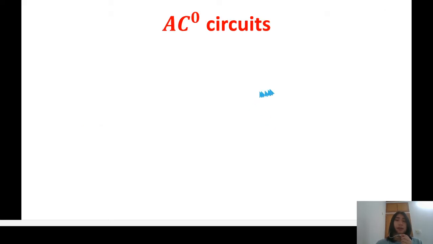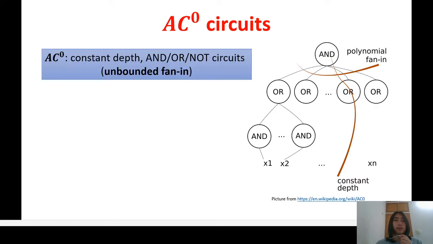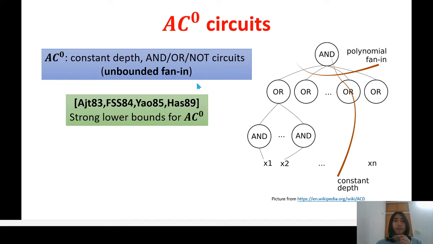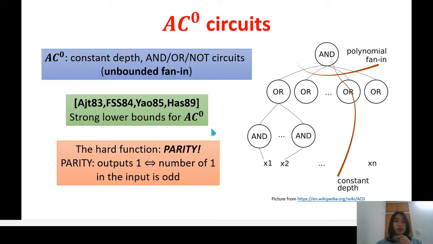Therefore, people turn their attention to restricted versions of circuits such as AC0. AC0 means constant depth AND, OR, NOT circuits where AND gates and OR gates have unbounded fan-in. A line of work established strong bounds for AC0, and in particular, they show that the parity function cannot be computed by polynomial size AC0. Parity is the function that outputs 1 if the number of ones in the input is odd.